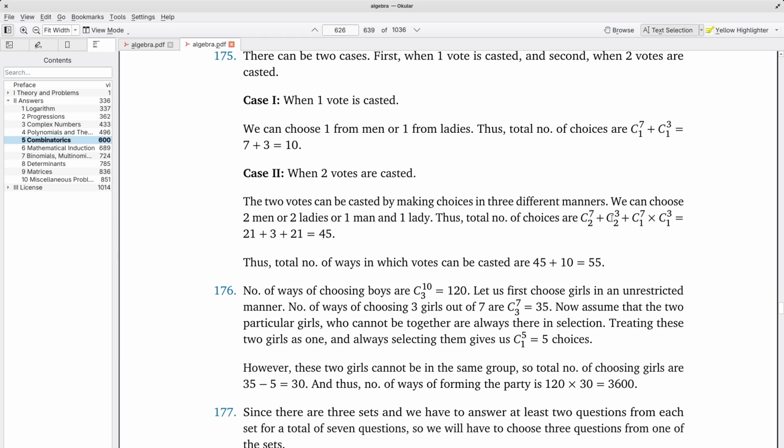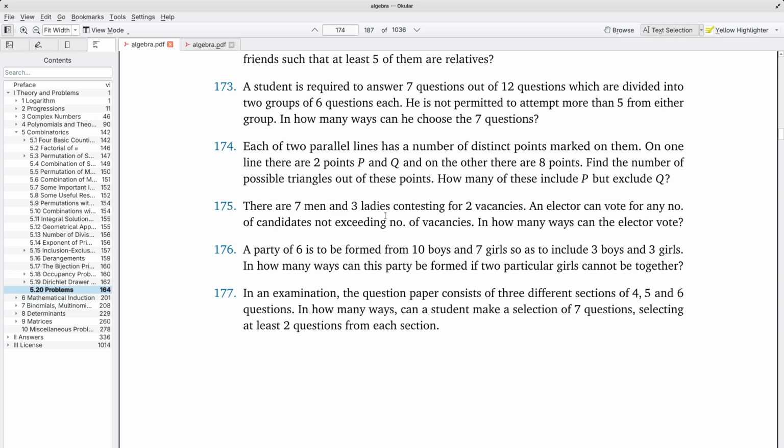So 7C3 plus 3C2. Or you can choose 1 from men, 1 from ladies. So 7C1 multiplied by 3C1. That is a total of 45. The total number of ways in which vote can be casted is 45 plus 10, 55.